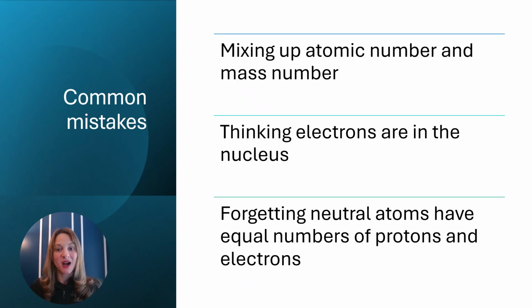Common mistakes. So some common mistakes are number 1, mixing up atomic number and mass number. Again, the atomic number is the number of protons and the mass number is the number of protons plus the number of neutrons. A second common mistake that I see a lot is thinking the electrons are in the nucleus. The nucleus is just the protons and neutrons, and the electrons orbit around the nucleus. The third common mistake is forgetting that neutral atoms have equal numbers of protons and electrons. So for neutral atoms, the number of protons and the number of electrons are the same.